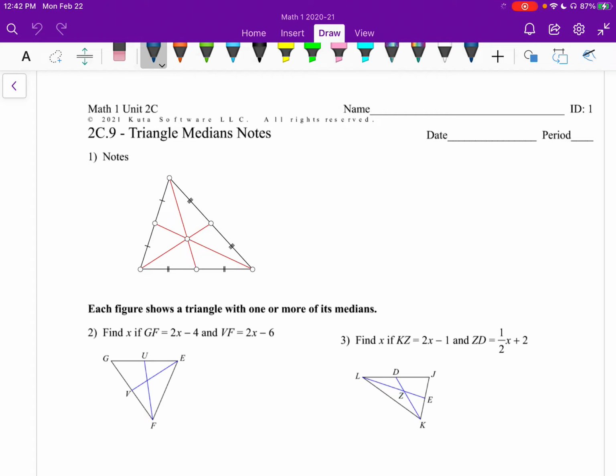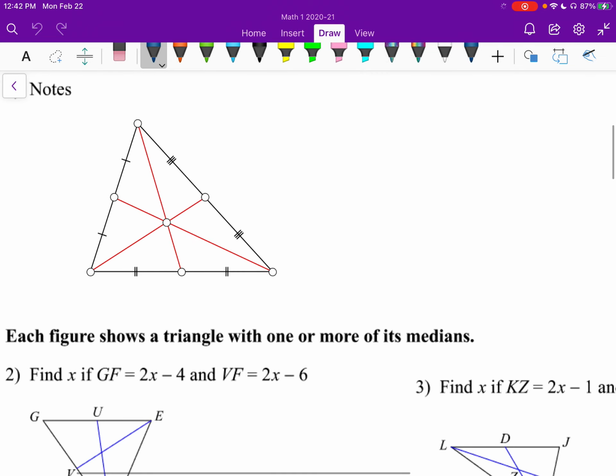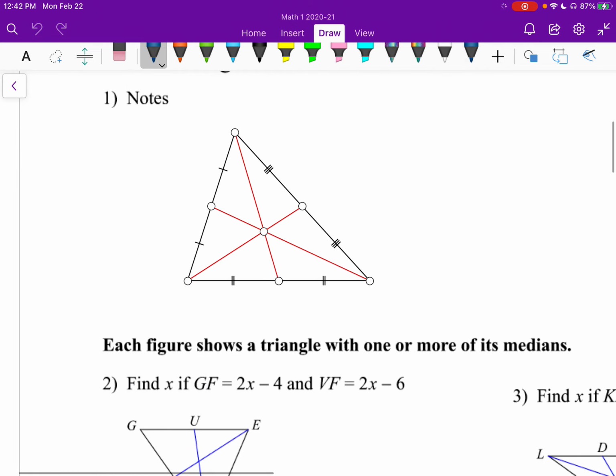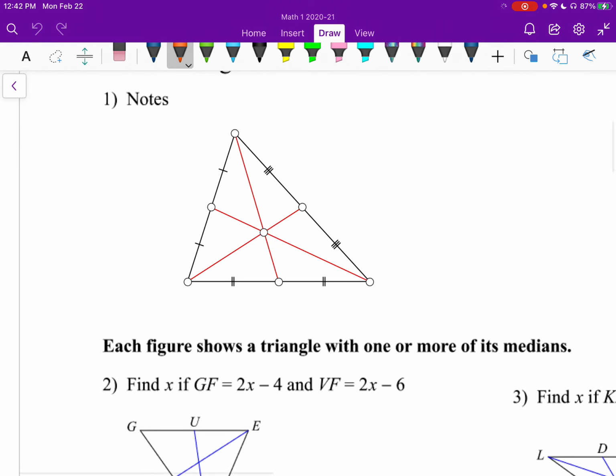All right, section 9, we're talking about medians. Now, medians, I copied this pretty picture here. A triangle has three different medians, right? And they're all these red lines in here. A median goes from a vertex, from one of the angles, to the opposite side, and it bisects the opposite side. It cuts that opposite side in half, right?